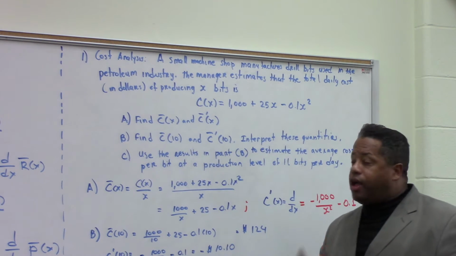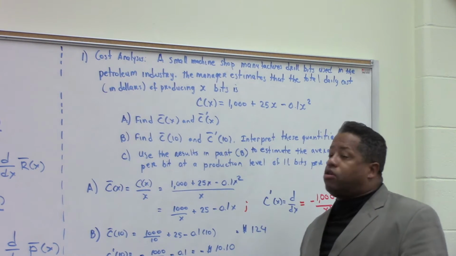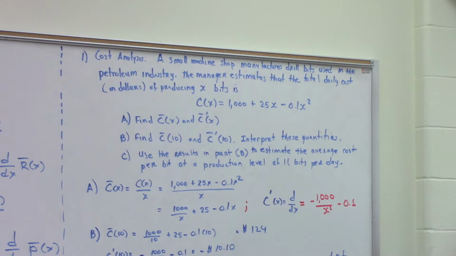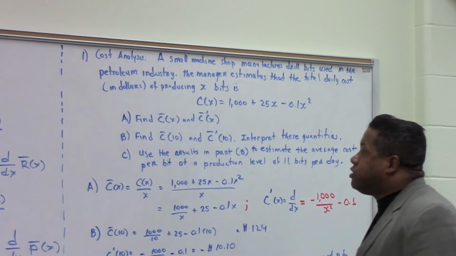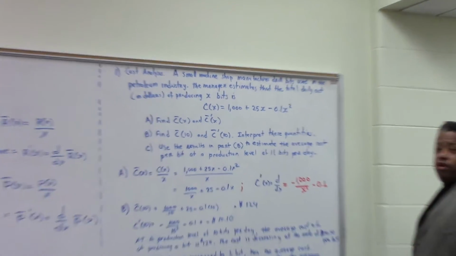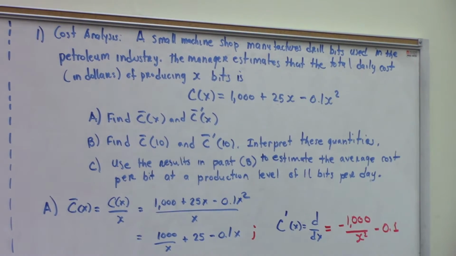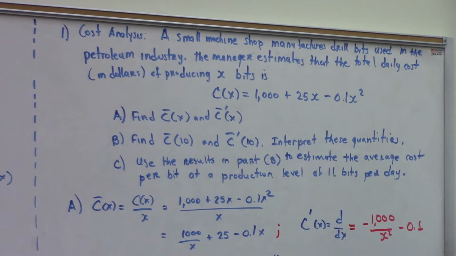Now, watch this. We want to find C bar sub X and also C bar prime of X. So we want to get the marginal average cost, its derivative, and then B, we want to find C bar of 10 and also C bar prime of 10.